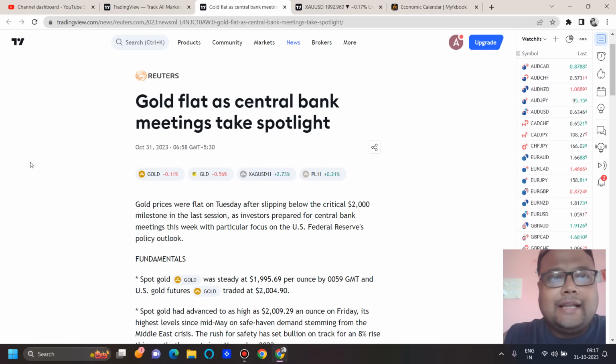And the answer lies here. Gold flat as central bank meetings take spotlight. Gold prices were flat on Tuesday after slipping below the critical 2000 milestone in the last session as investors prepared for central bank meetings this week with particular focus on the US Federal Reserve's policy outlook.